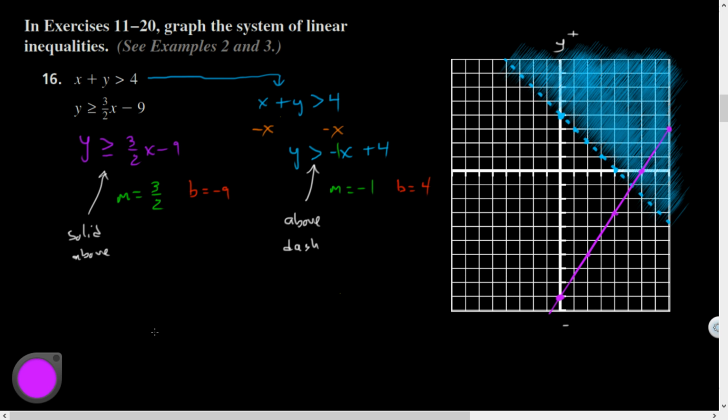Yeah, and this one's shaded above. Let me select my hash marks here. So shaded above, shaded above.